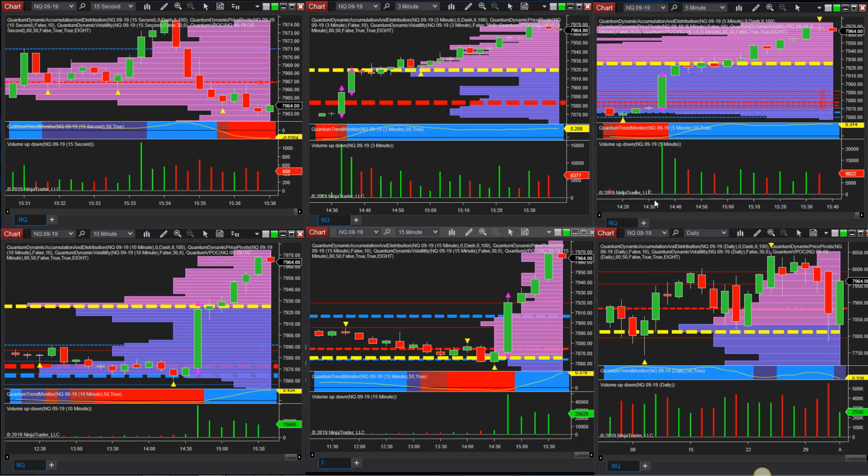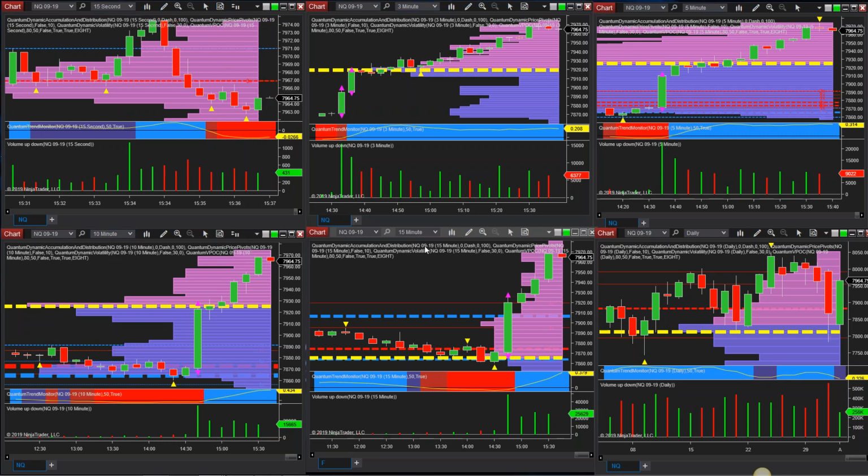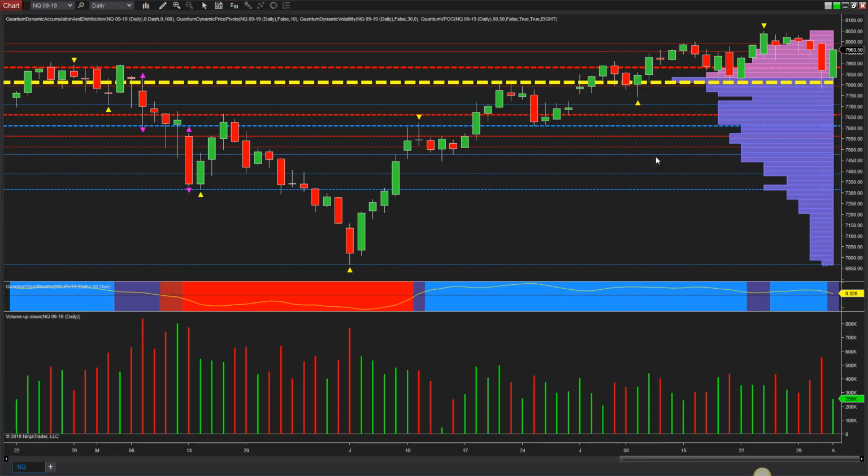Well, on this chart, I've got the NQ running on this particular chart array. I've got the 15-second up here. I've got the 3-minute, the 5-minute along the top line, down onto the 10-minute, 15-minute, and over onto the daily. What was interesting about the daily, it was obviously all bound into the FOMC and what went on last night, our time at any rate.